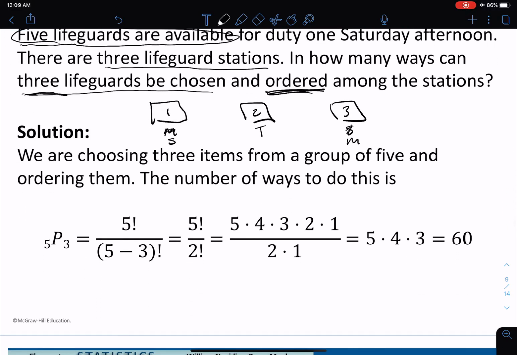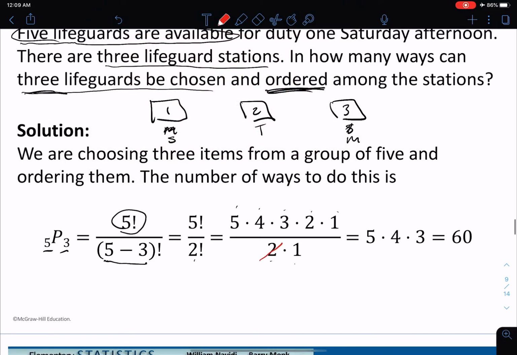So the permutation is, of course, once again, just the permutation of 5 choose 3. And so it's 5 factorial up top, 5 minus 3 factorial on the bottom. With 5 factorial, you can write that out as 5 times 4 times 3 times 2 times 1. 2 factorial is just 2 times 1. Reduce common factors just as you would in elementary school. Reduce the 2's, reduce the 1's, and we're left with just 5, 4, 3. And you multiply that, 5 times 4 times 3, and you have 60 different ways of arranging 5 lifeguards having their duty at 3 different stations.